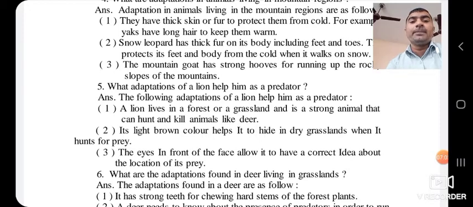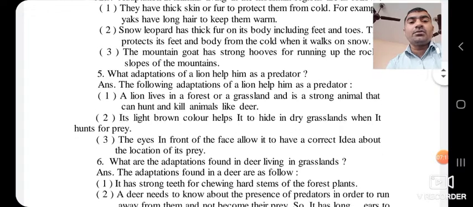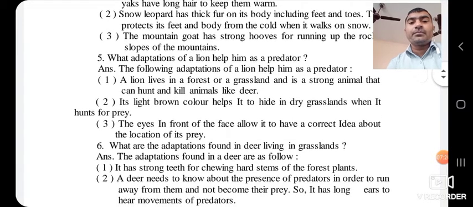And the third point, the eyes in front of the face allow it to have a correct idea about the location of its prey. It has the eyes in front of its face, which allow it to have a correct idea about the location of its prey. Right. So these are the points which help him as a predator.